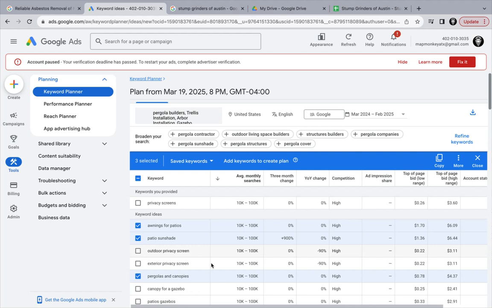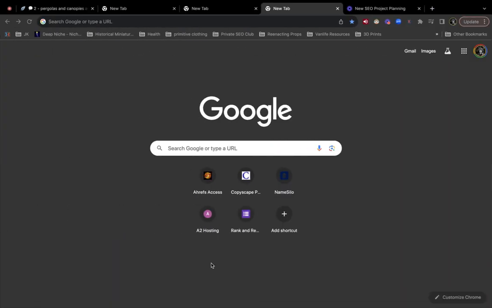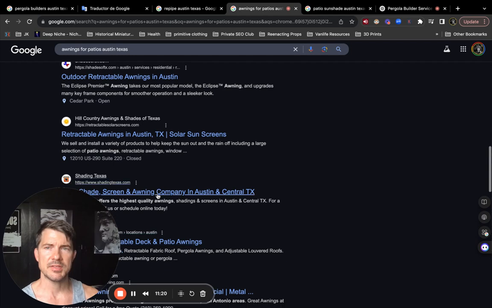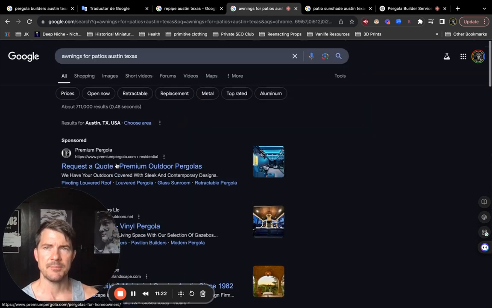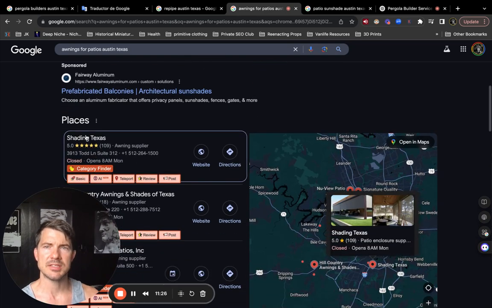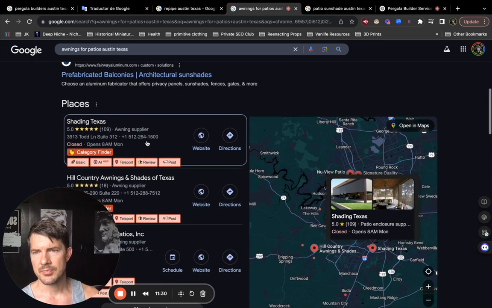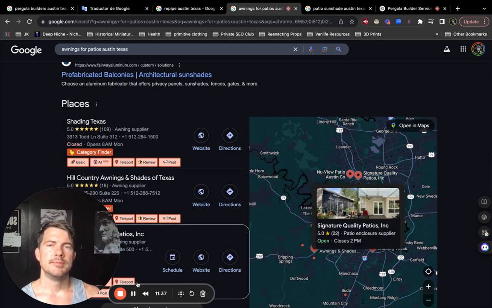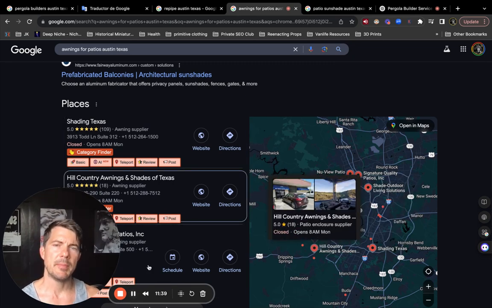If you already have the business name, that's okay. In this case, Shading Texas is their name, and in the map, all it says is Shading Texas. They don't have the keywords in the name, which would be ideal, frankly. So this is us picking out our main keyword.